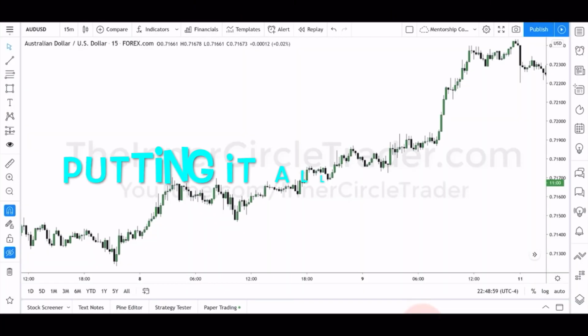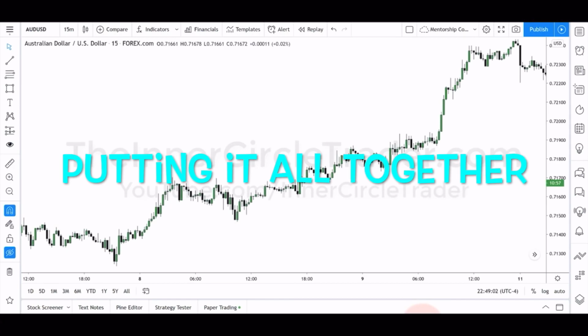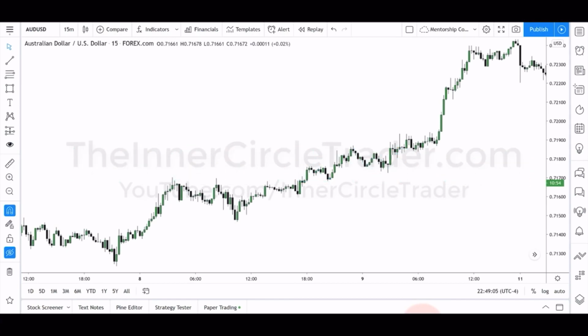All right, folks, welcome back. This is an example of using the ICT breaker and optimal trade entry in a bullish scenario. I'll give you a chance to take a look at the price action, see if you can find a bullish breaker and an optimal trade entry. When you're ready, unpause the video.